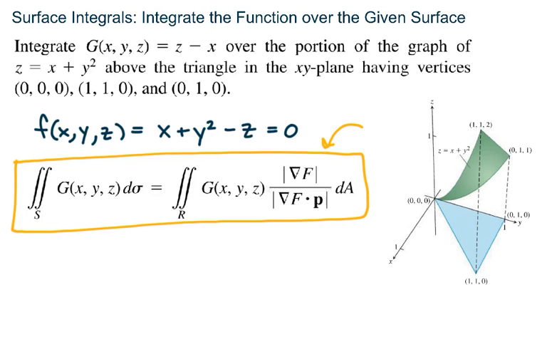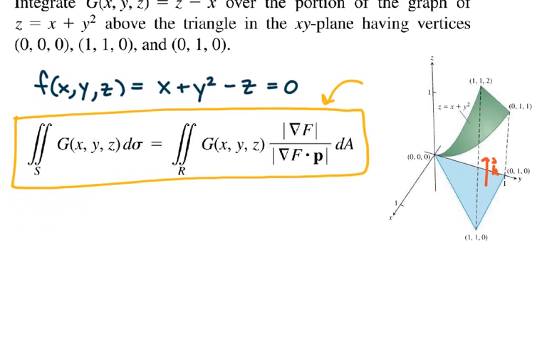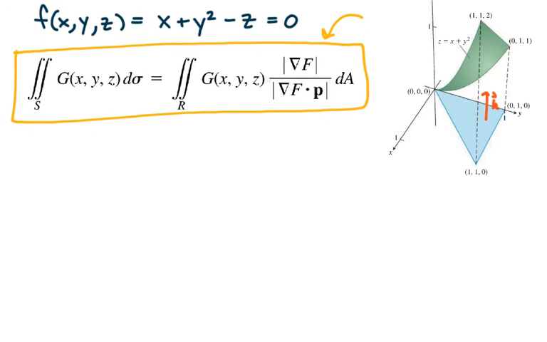So we need to calculate the gradient of f, and gradient of f dot p. Remember, this p vector is going to be orthogonal to our region. And orthogonal to our region in this situation would be coming straight up. We're going to use the k vector. So now that we know how this is defined, the first thing we're going to do is find the gradient of f.